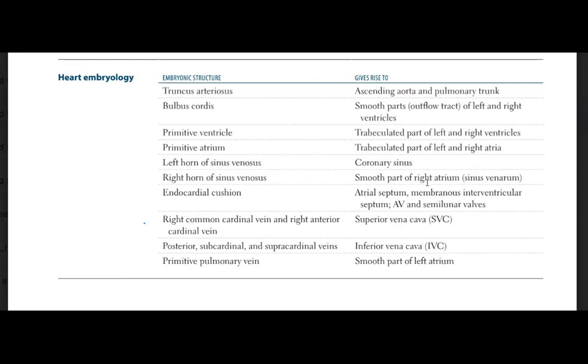But the smooth part of the right atrium, which is also called the sinus venarum, okay, this smooth part of the right atrium is derived from the right horn of the sinus venosus. Now, you might have heard the word sinus venosus before, but you might not remember from your first year MBBS life the detailed structures of the sinus venosus, what the left horn or right horn means. So I will show you that in the picture. Okay, so just hold your horses.